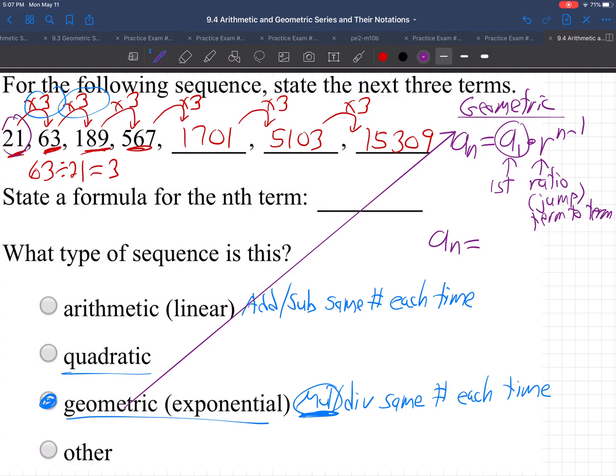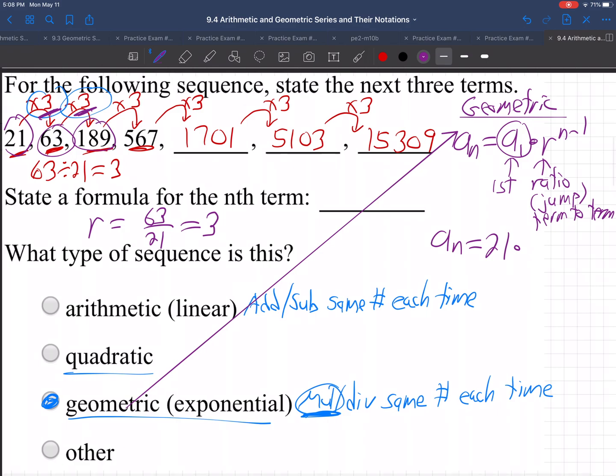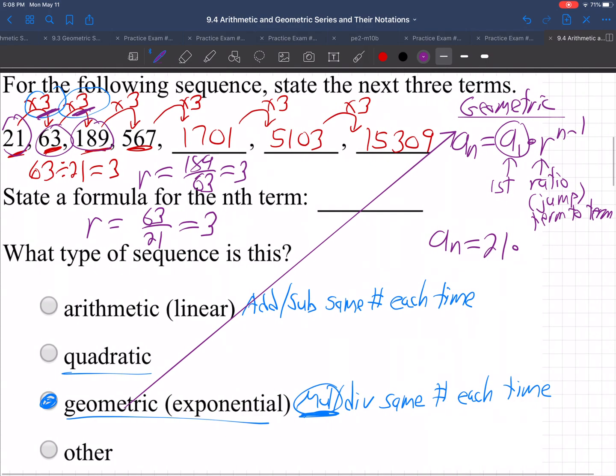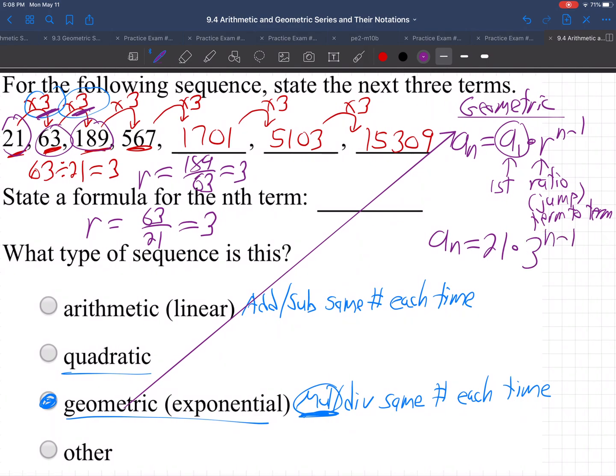So therefore A sub n is A1, the first term. What's the first term? 21. Times R, what's the R? What's the ratio? The jump. It's times 3. We call it the ratio because 63 divided by 21 is 3. If you took 189 over 63, if you take any term and divide it by the previous term, same thing. You'd still get 3. So it's the ratio between two terms. It's the jump, so that's 3 to the n minus 1. So there's the formula, 21 times 3 to the n minus 1. That's the formula for finding the nth term.